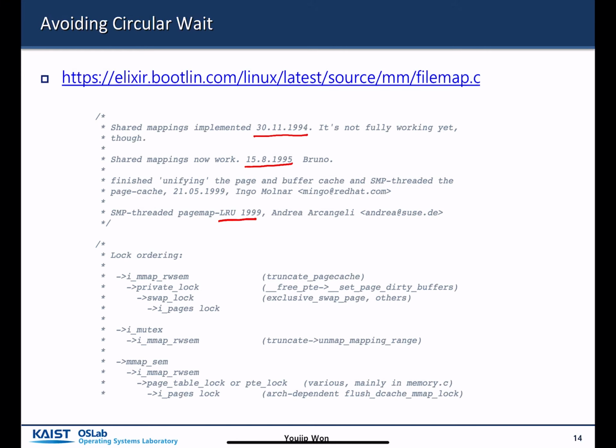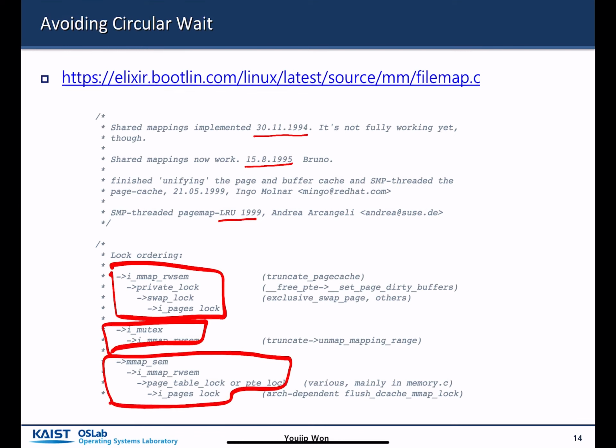At the beginning of the code, it specifies the order in which the locks should be held, like this. Here, and here, and here. So whenever you write the code, you are recommended to strictly follow the order when you acquire the locks. By enforcing the order in which locks are held, you can avoid a circular wait situation.